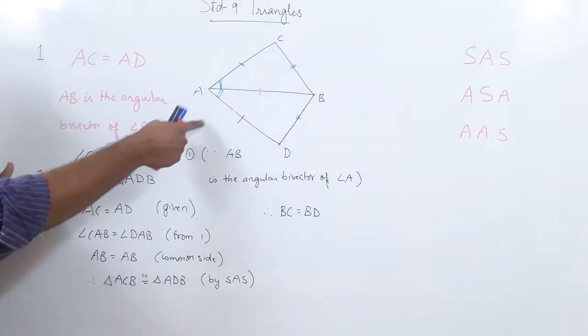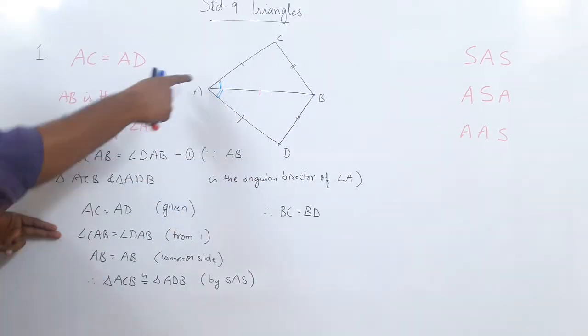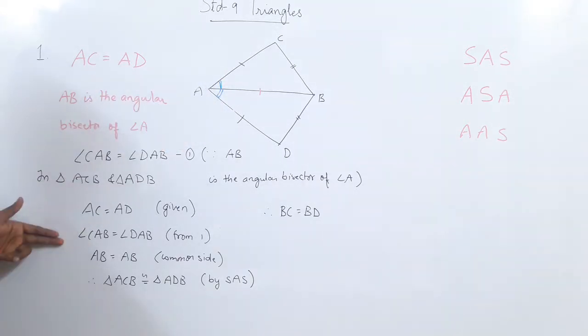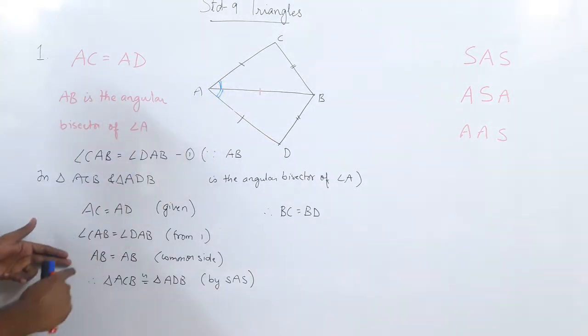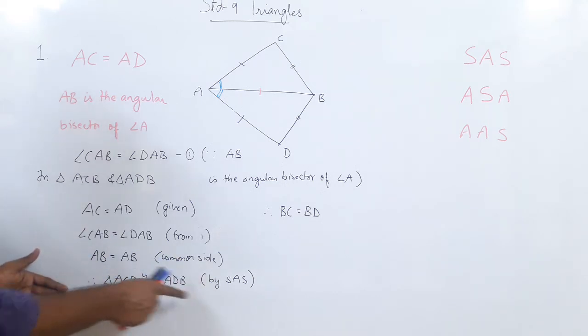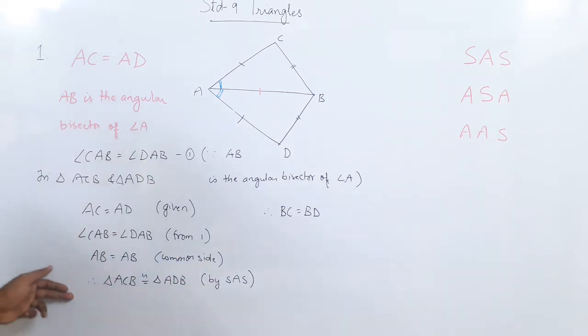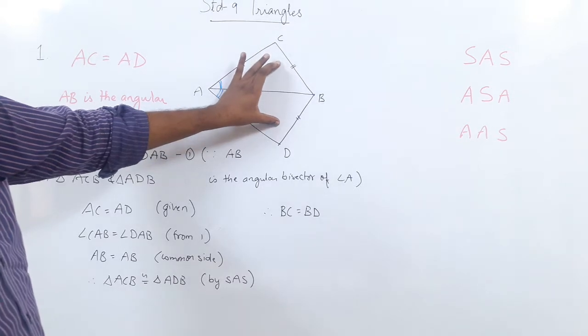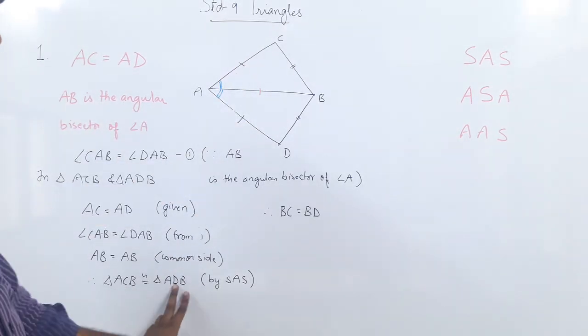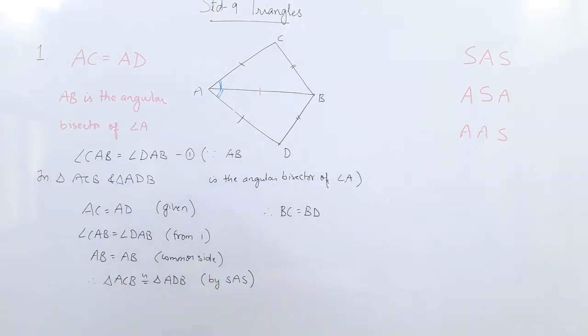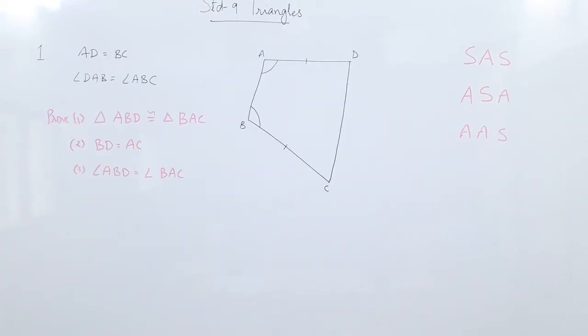So we got the two sides are equal, was given. Two angles are equal because it is the angular bisector. This side is equal because it is common to both the triangles, and therefore by SAS the two triangles are congruent, and therefore the corresponding sides are equal. So BC equal to BD. So this is the first sum we did, making use of the axioms and theorems that we have learned. Now let us move on to the next sum.